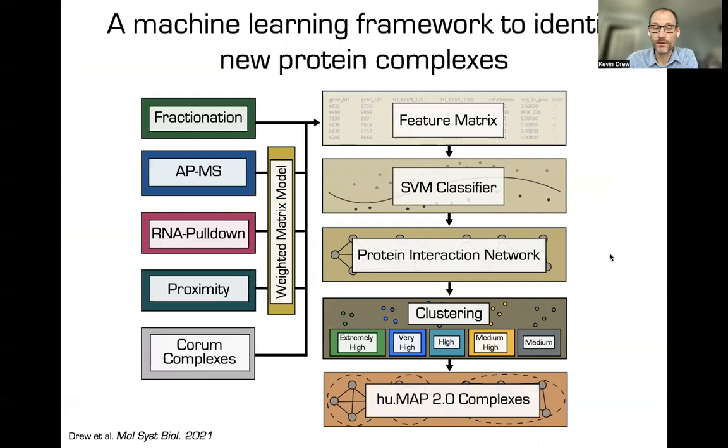To address that gap, I built a machine learning framework in which to integrate high throughput proteomic experiments, in particular 15,000 mass spectrometry experiments, covering cofractionation data, affinity purification mass spectrometry data, proximity labeling data, as well as other high throughput proteomics experiments. I've reanalyzed many of them and built a machine learning classifier to identify protein interactions. Then I've clustered those protein interactions to identify dense regions within the network to identify protein complexes. The final set of protein complexes that I've identified is something that I call hu.MAP 2.0.